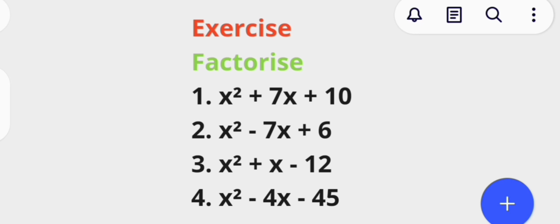We believe that we have learned how to factor trinomials or quadratic expressions where the leading coefficient is 1. That is where a is 1. Now here is an exercise for you. There are 4 in number. Attempt them and comment with your answer.